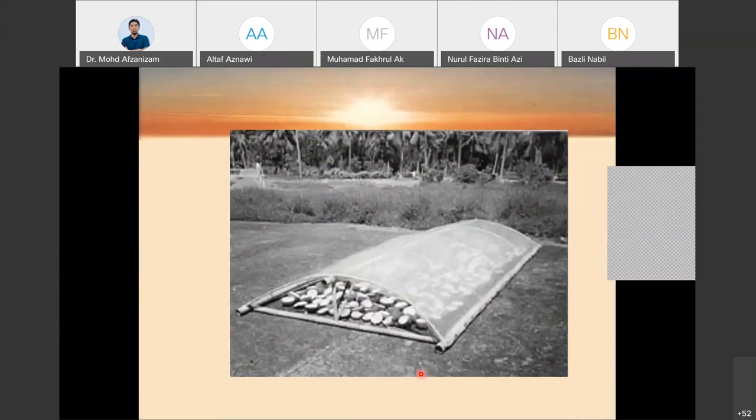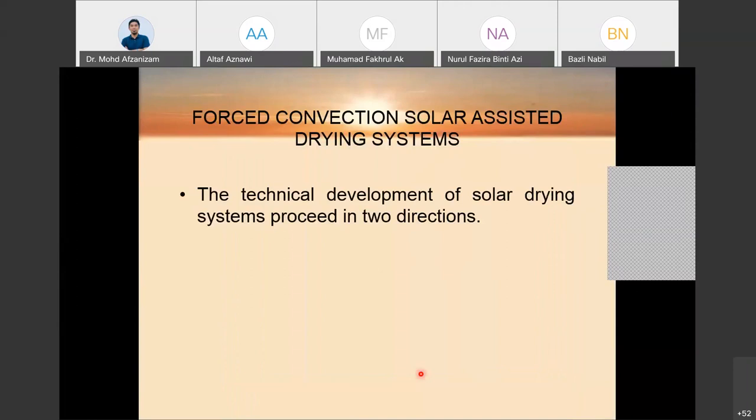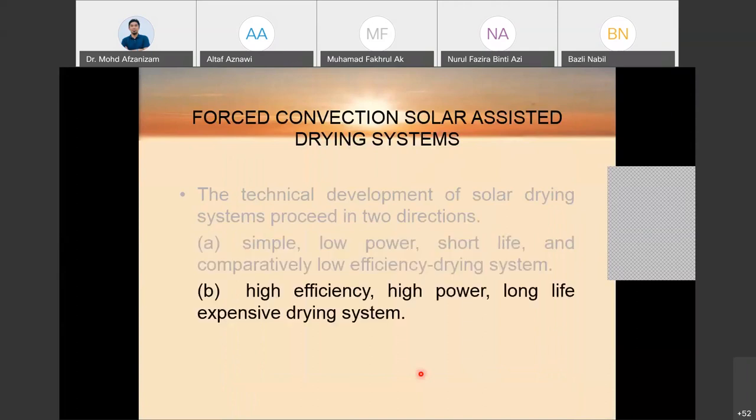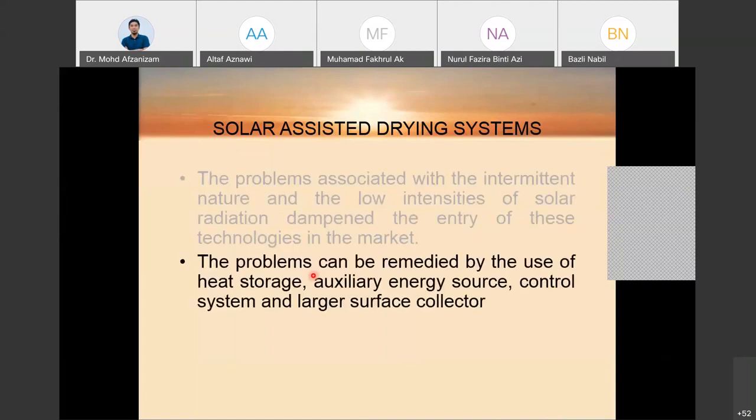And the form of the solar dryer in terms of open drying. Okay. Technical solar drying system proceeds in two directions: simple, low profile, low power, short life; and the computer drying system, high efficiency, high power, long life, expensive drying rate system. Solar assist drying system, so with the intermittent nature and the low intensity of the solar, all right, it can be remedied by the use of heat storage, auxiliary energy source, control system, and collector.